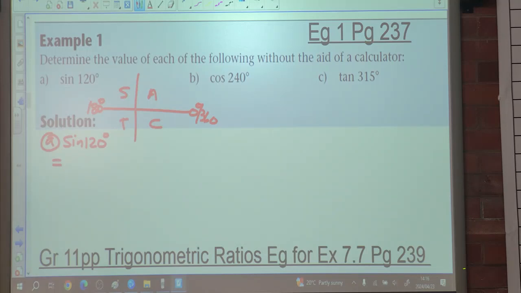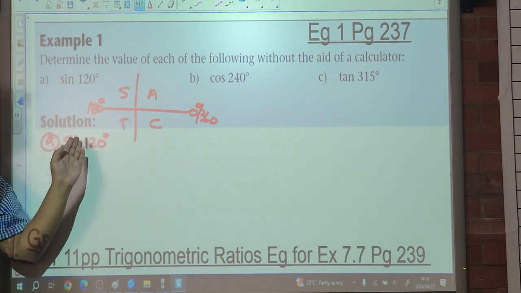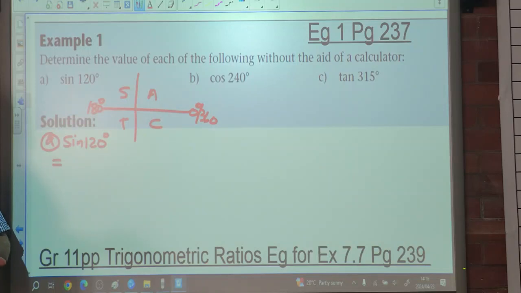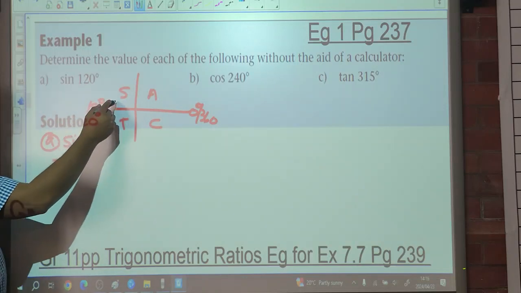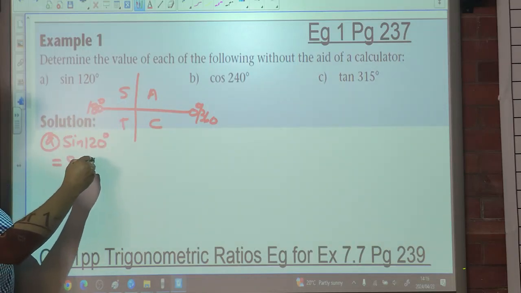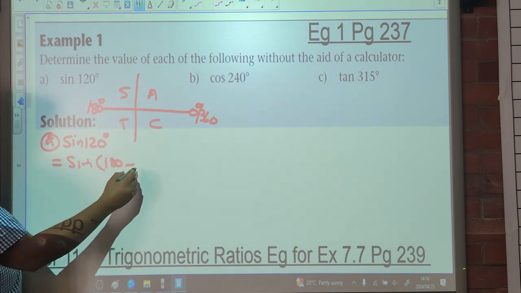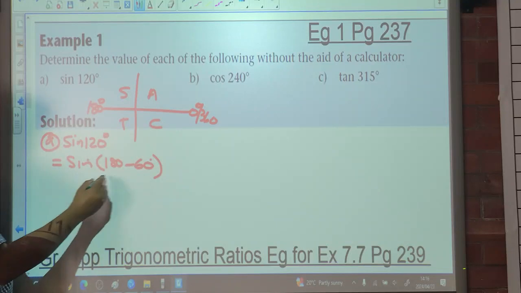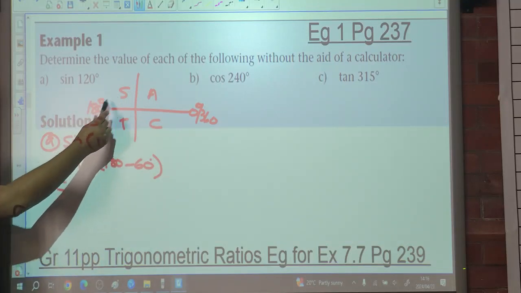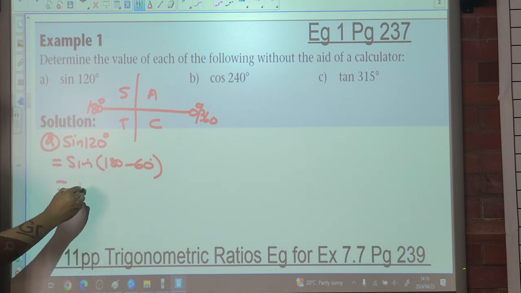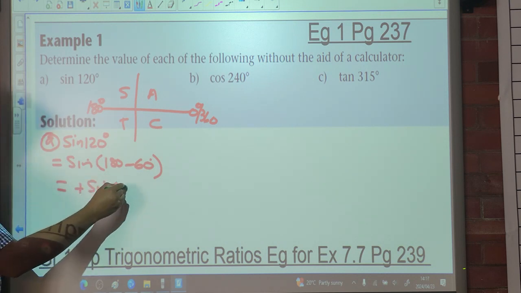But if you had said 90 plus and then the sine changes to cos, no problem. You'll get the same correct answer. So how do we get into the second quadrant? You come 180 minus 60, and again 60 is the acute angle. 180 minus 60, is sine positive or negative? Positive. So it is positive sine of 60.